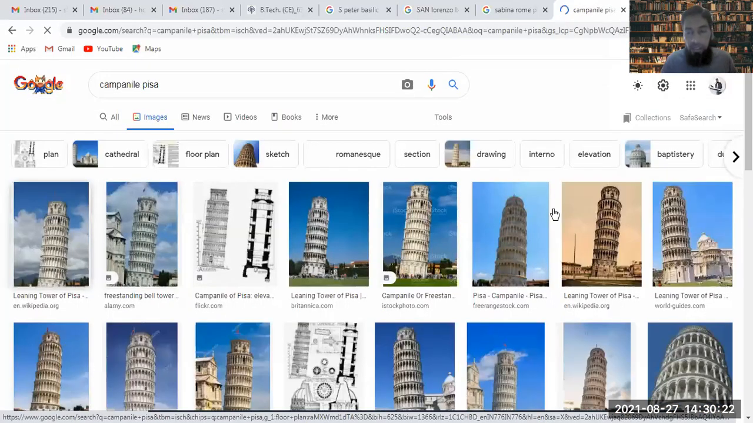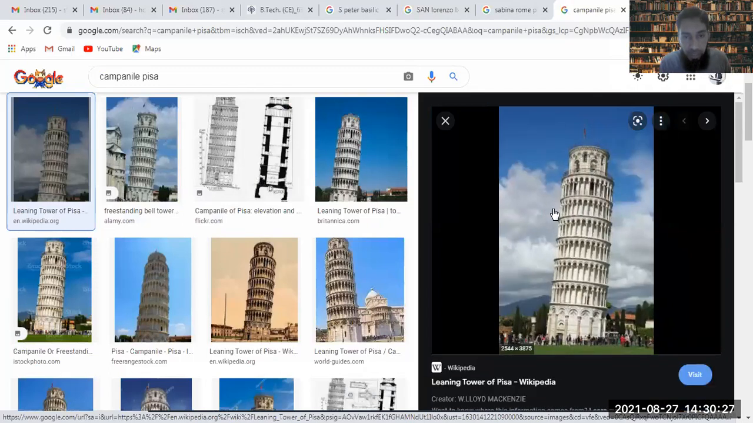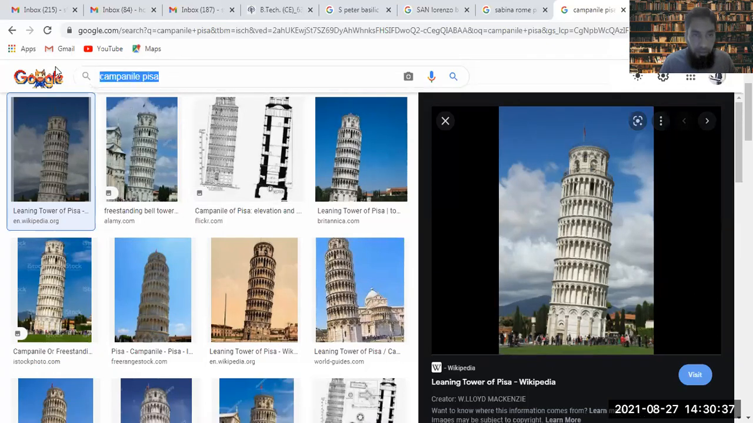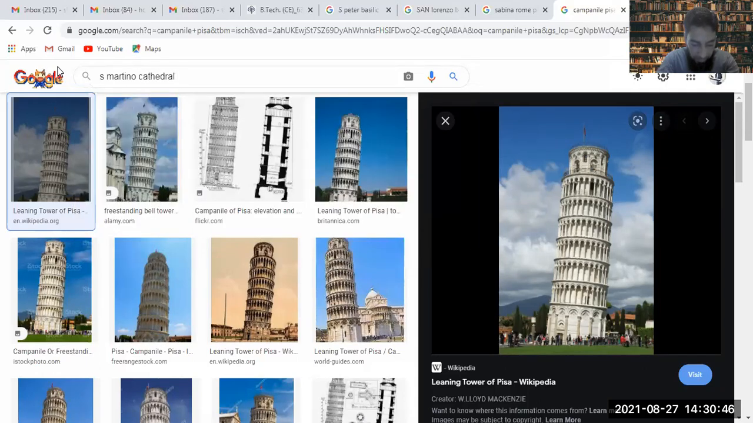And this is the Leaning Tower of Pisa, also known as the Campanile. Now, this was constructed around 1000 AD. The Sant Martino Cathedral, Lucca, Italy.